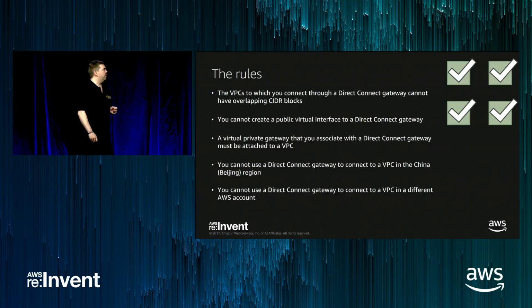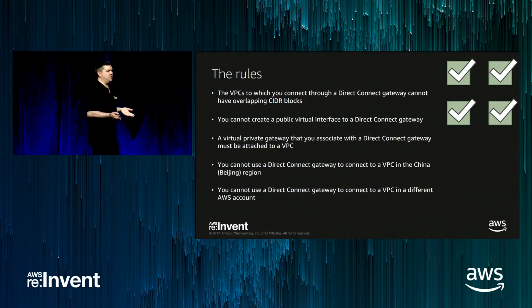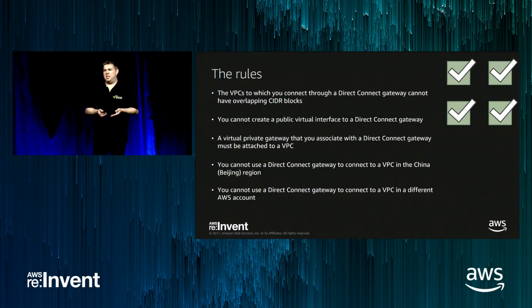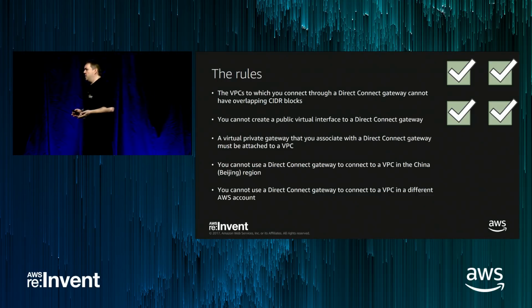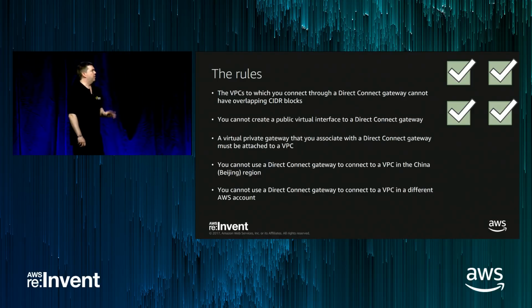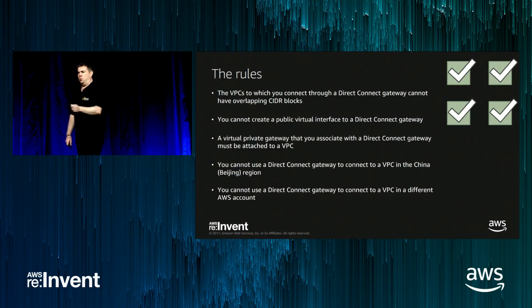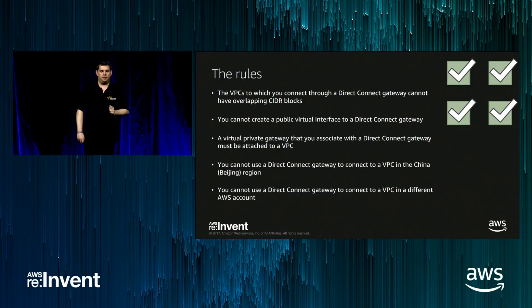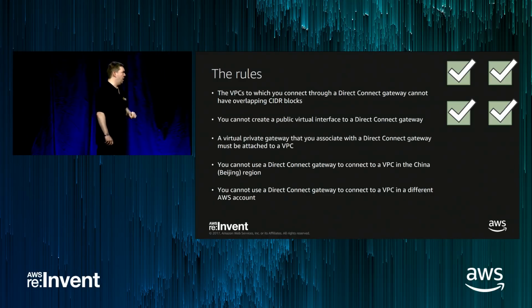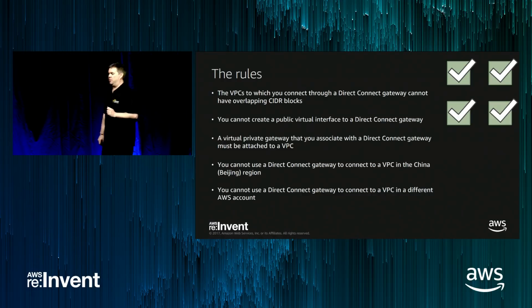Now, there's a few rules that go with Direct Connect Gateway. First of all, the VPCs that you connect to can't have overlapping CIDR ranges. If we send traffic to the Direct Connect Gateway, it needs to know exactly which VPC that traffic is destined for. Public virtual interfaces are not related to Direct Connect Gateway. As I say, they give you access to our public prefixes. You don't associate public virtual interfaces with Direct Connect gateways. If you're going to attach a virtual private gateway to a Direct Connect gateway, it must already be attached to a VPC. So you can't do this with a detached VGW. You can't connect to our region in China. And also, you can't use Direct Connect Gateway to connect to a VPC in a different account.